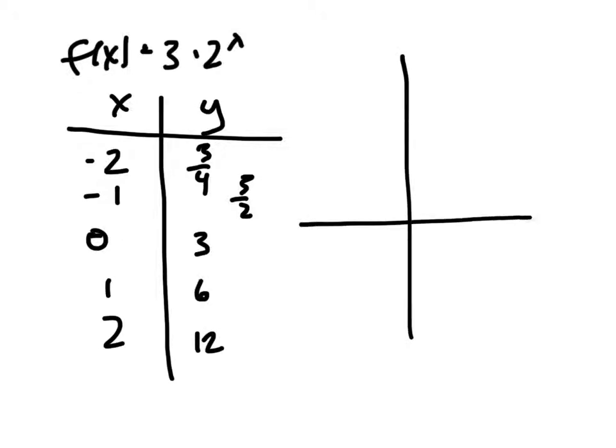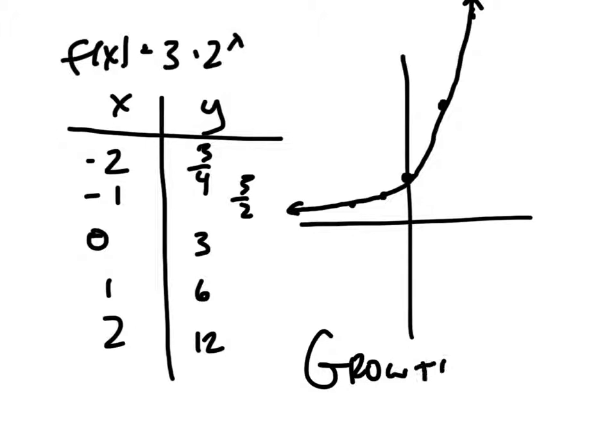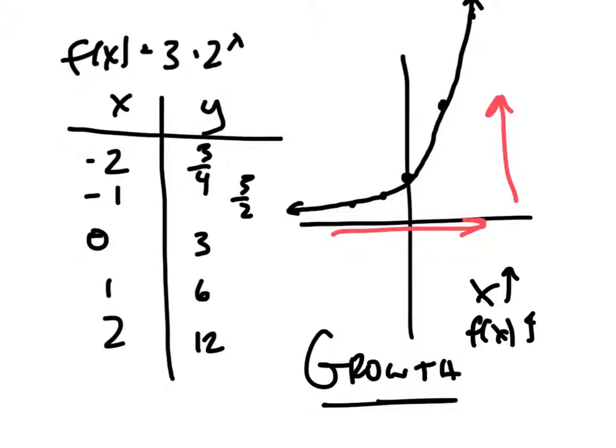So the graph of this is going to be increasing. At 0 it's 3, at -1 it's 3/2, and then 3/4, and then at 1 it's going to go up to 6, and then up to 12. So notice that this graph increases steadily as it goes along. This is what is known as exponential growth, because as x increases, f of x also increases. As my x's are getting bigger, my y's are also getting bigger.